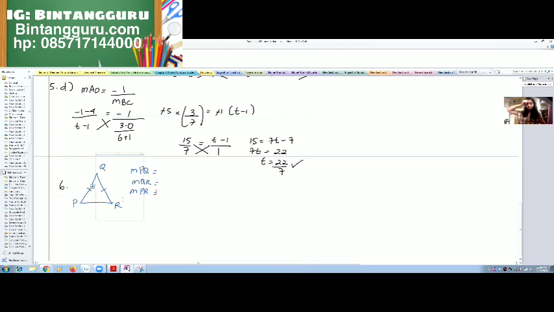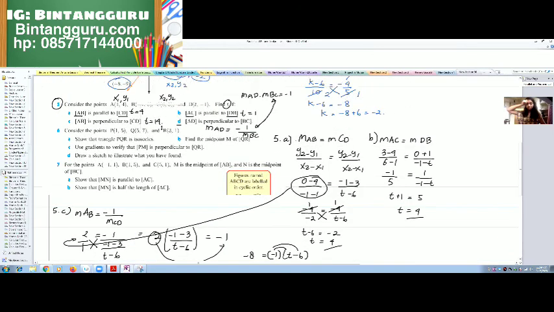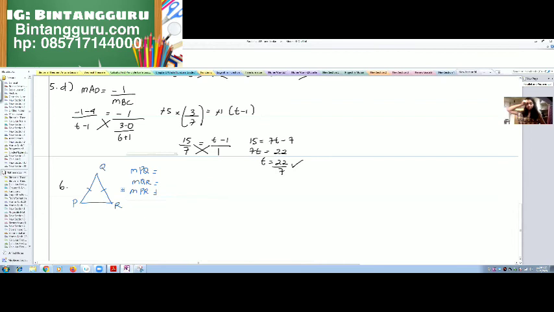PM and QR. Okay, let's try to find the gradient. I don't think the gradient, it should be the length. So not the gradient, we have to find the length. I prefer to find the length because it will be safer.